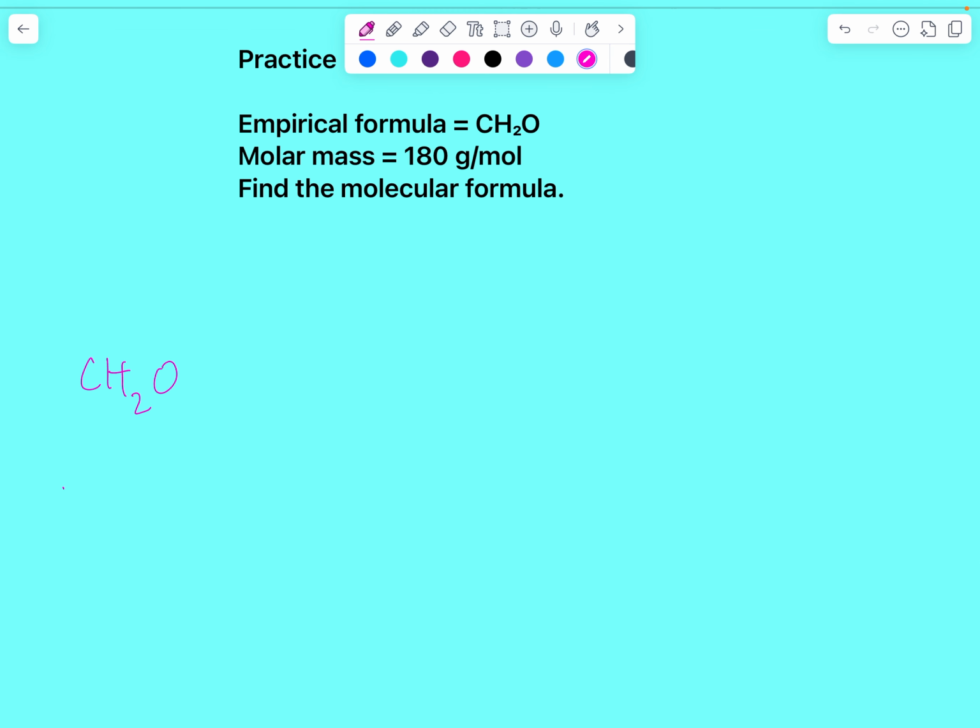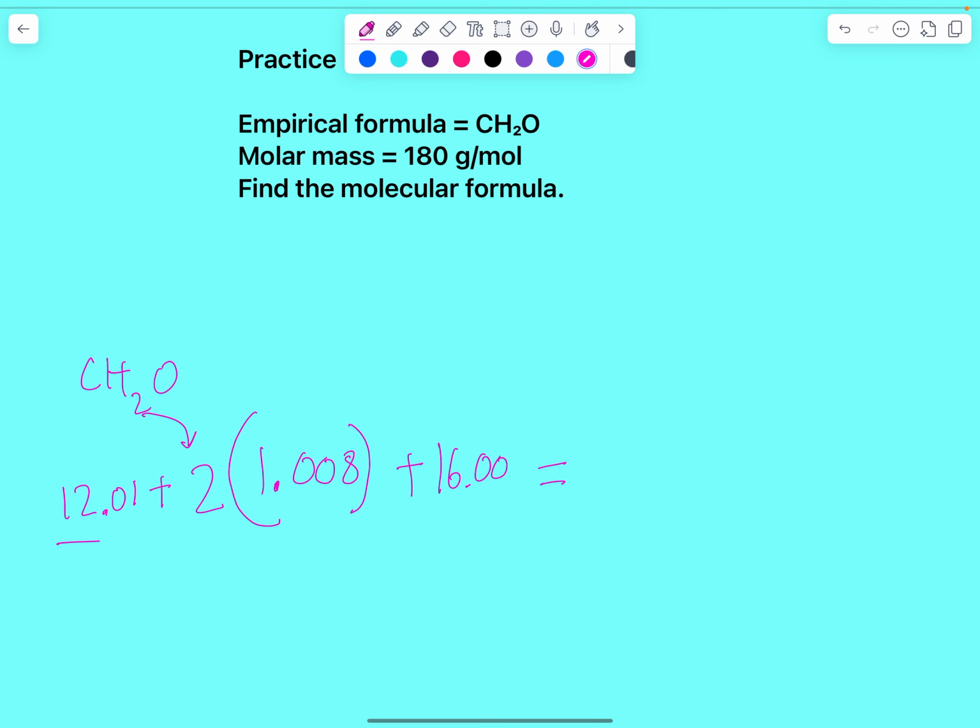CH2O. C is 12.01 on a periodic table, plus 2, that came from here, times their atomic mass of 1.008, plus 16.00. So this is like 12 plus 16, that's 28. 2 times 1.008 is like 2, so 30. So 30.0 grams per mole.